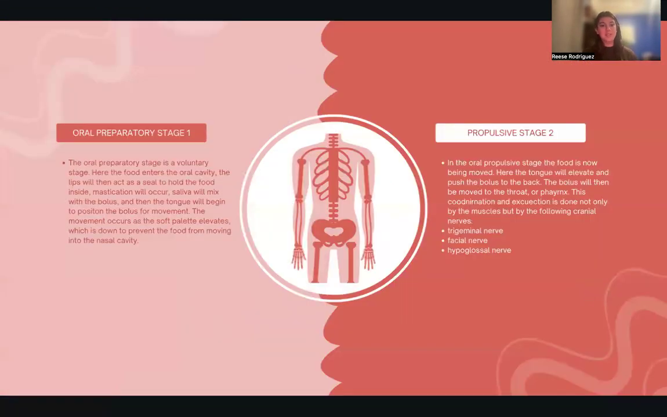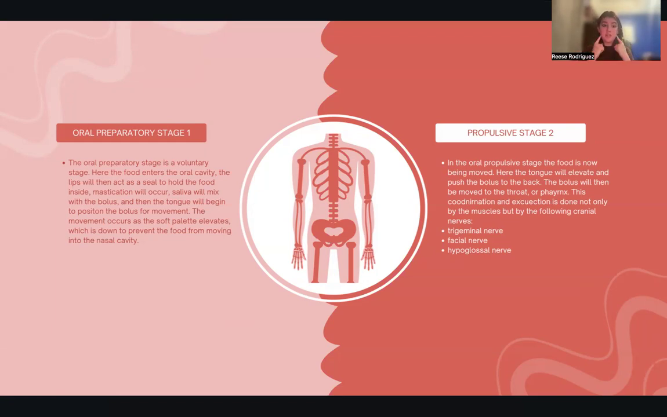Let's talk stages. So our oral preparatory stage is our first stage, and this is voluntary, meaning that we have control. It is a conscious action that we are performing. So here the food will enter the oral cavity, and your lips are going to act as a seal to hold it inside. So when the seal cannot form correctly, this is when you see leakage, spillage of food and liquid coming out when you're chewing or drinking something. But once the seal is formed and the food is inside, mastication will occur. Mastication is just another word for chewing.